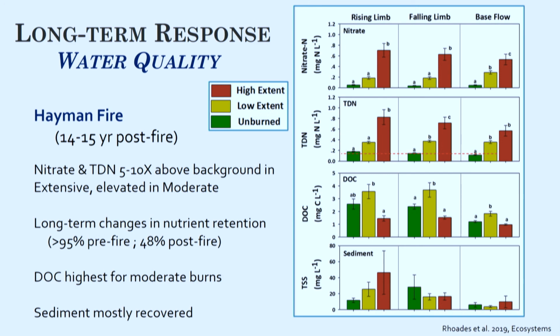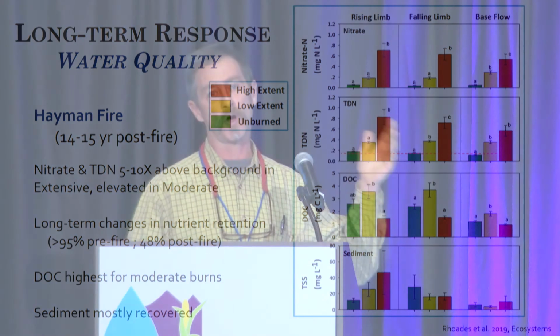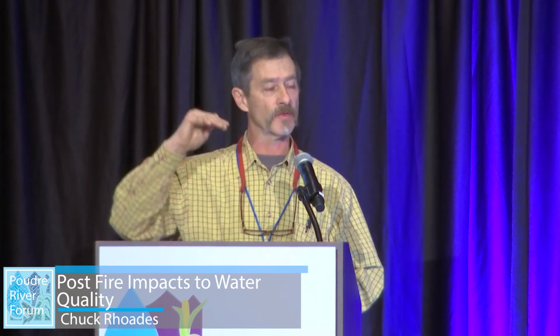A couple other points to make. One is that the dissolved organic carbon numbers are off kilter with the nitrogen. In this case, carbon is highest in our moderate burn areas, which is noteworthy, and I'll come back to that in a minute. And something I'm not showing here, but that is noteworthy, is that the sediment pulse was mostly over by this 10-year or 15-year period. There were some increases, but it was no longer significant. That recovered much faster than the nutrients.